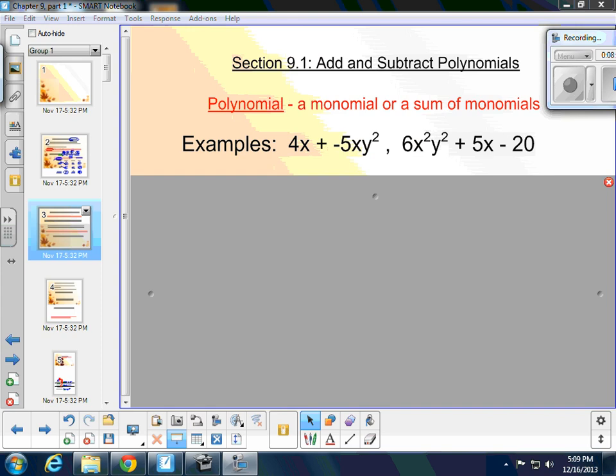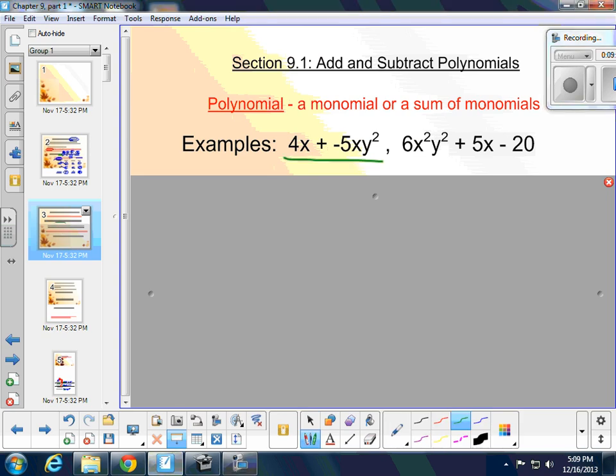So again, up top there, I've already kind of talked about polynomials, but you can jot down that definition as well. A polynomial is a monomial, or the sum of monomials. So yeah, it could be 1 term, or 2 terms, or 3 terms, or as many as you need, but all those are classified as polynomials. So for example, here's a polynomial, 4x plus negative 5xy squared. Or this one also, 6x squared y squared plus 5x minus 20.